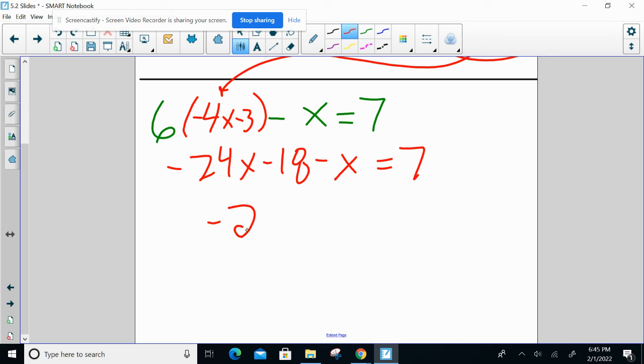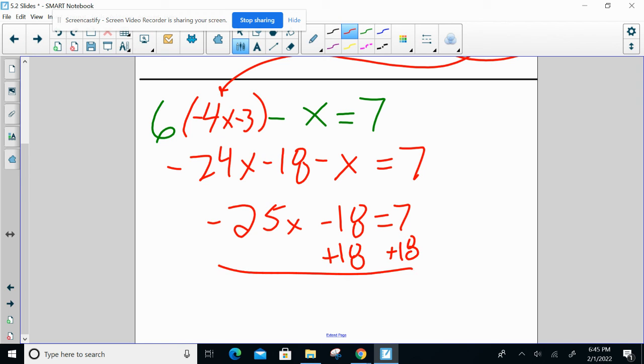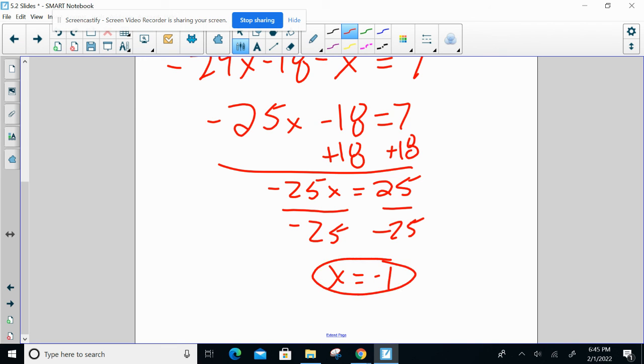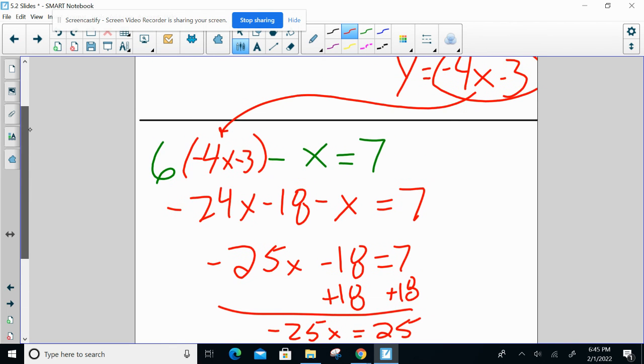Combine your like terms. So the x's go together on that side. Add 18. And I believe we end up with negative 1.7 plus 18 is 25. We want to get x by itself. Divide by negative 25. x equals negative 1. There you go.